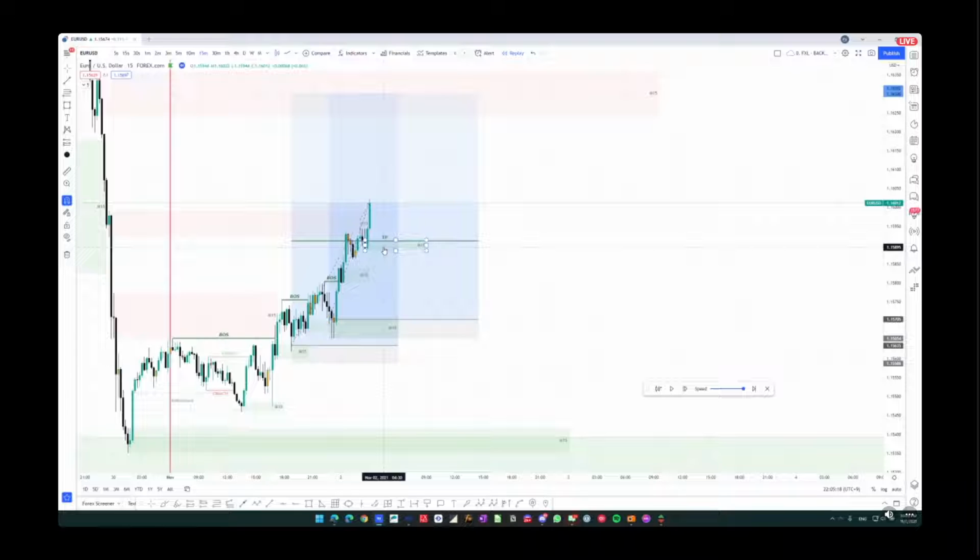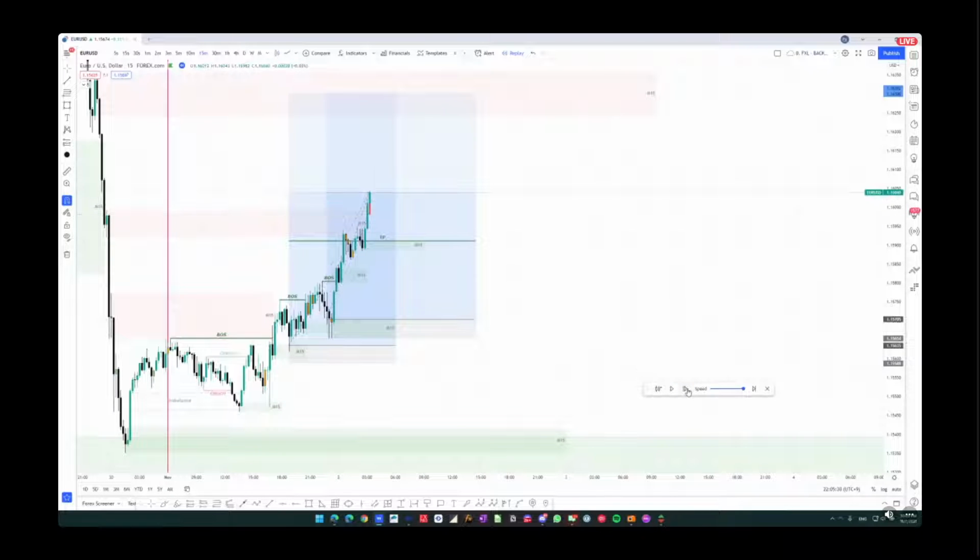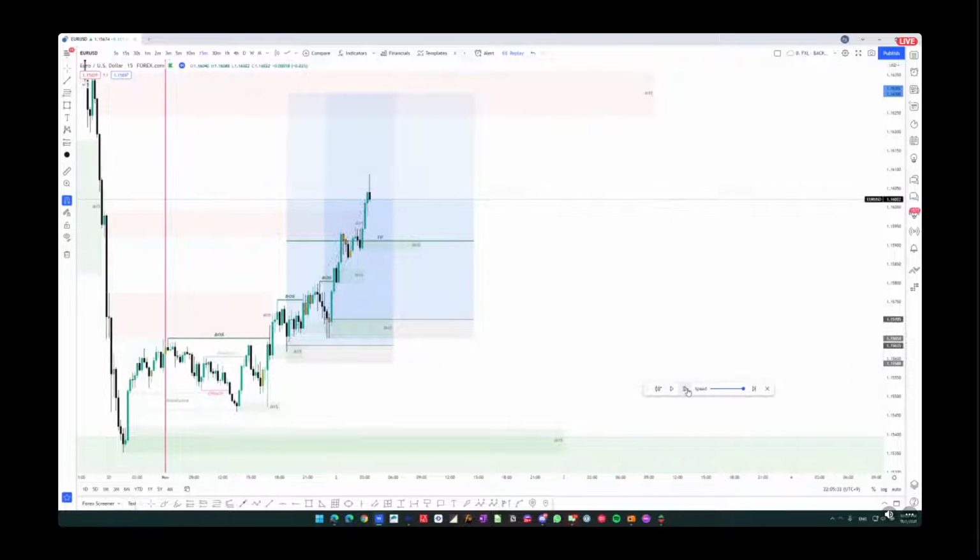So potentially, it could come back down here and do a retest. Anyways, let's just watch. So it's pushing higher now. That's a good sign.